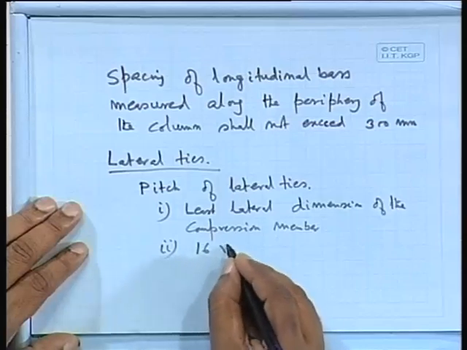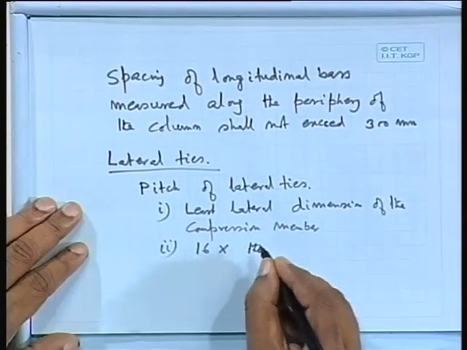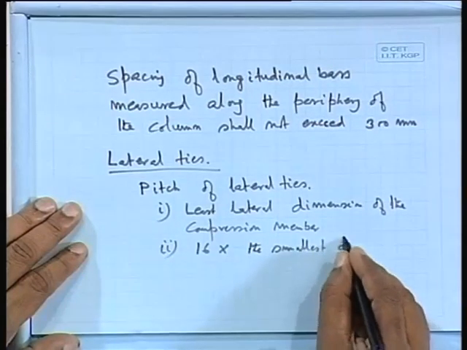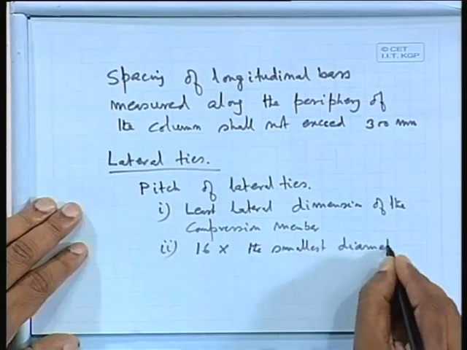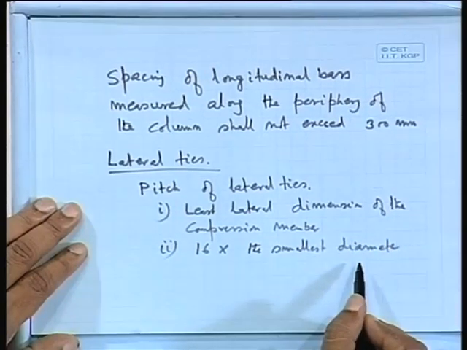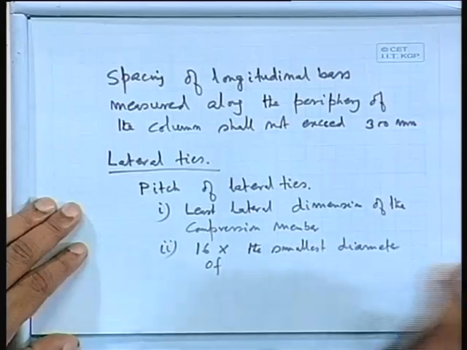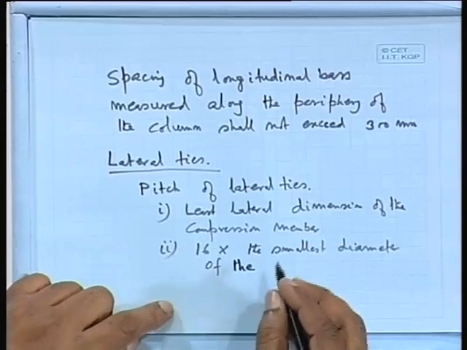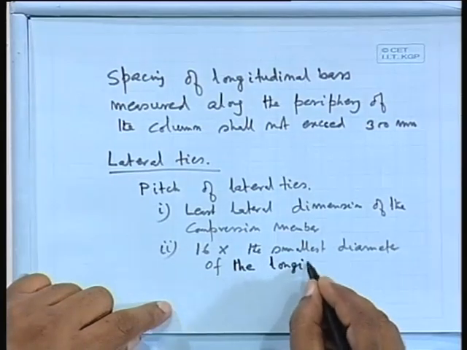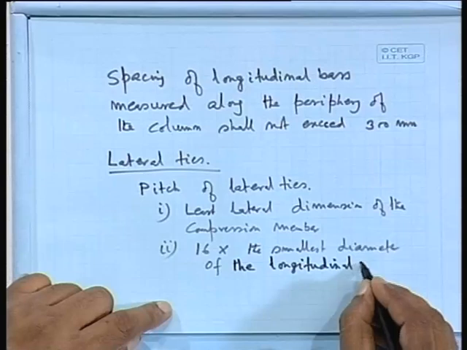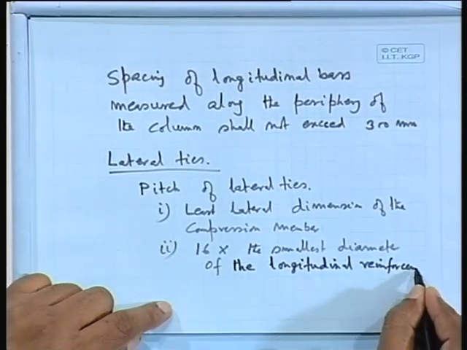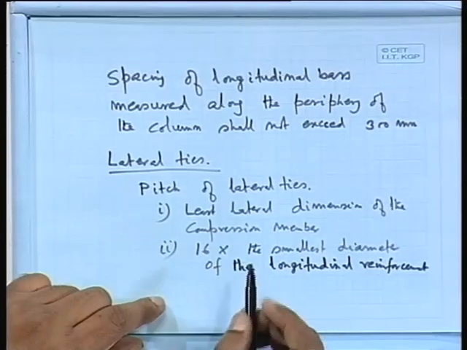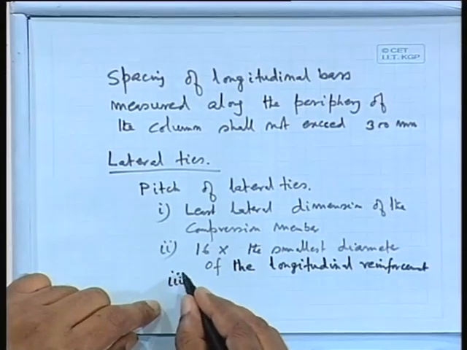number 2, 16 times the smallest diameter of the longitudinal reinforcement. If you have say 12 and 16 all those things, so it will be dependent on the least of that. Or number 3, 300 millimeter.